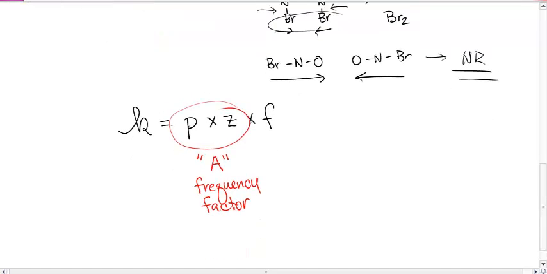And then F, they mathematically have found that F is actually equal to e, like natural log e, to the negative E sub A over RT. So the fraction of molecules that have enough activation energy is related to temperature, which it should be. It's also related to its activation energy, because if it has a super high activation energy, it is going to be more difficult for it to achieve that activation energy. So that's sort of the idea.